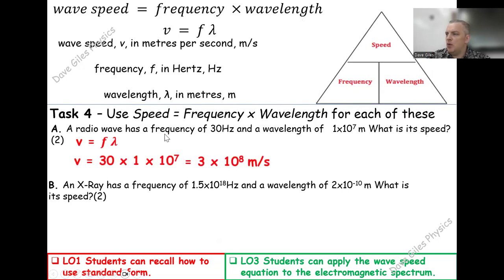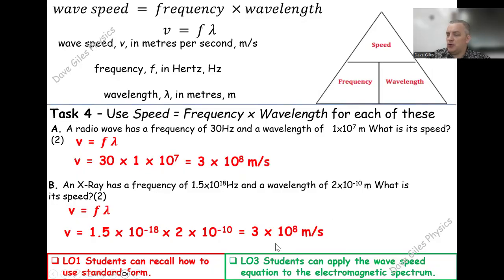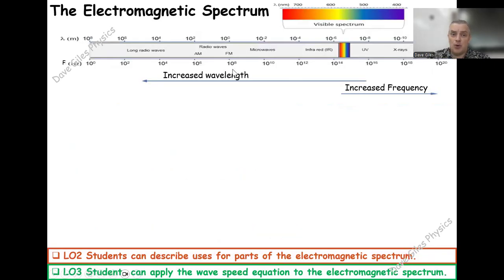So the radio wave calculated speed, you get 3 by 10 to the 8 meters per second. And also the X-ray travels at 3 by 10 to the 8 meters per second. So what you need to know from this is all electromagnetic radiation travels at the same speed, the speed of light in a vacuum, which is 3 by 10 to the 8 meters per second.